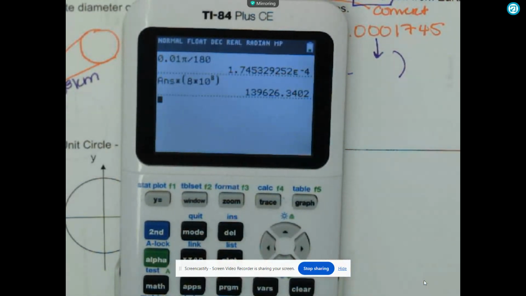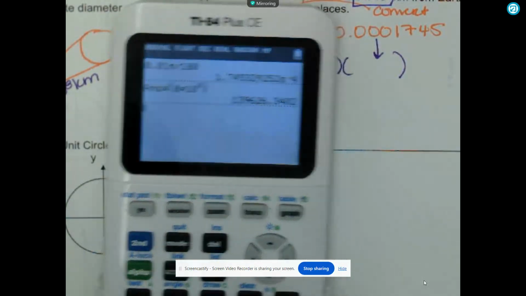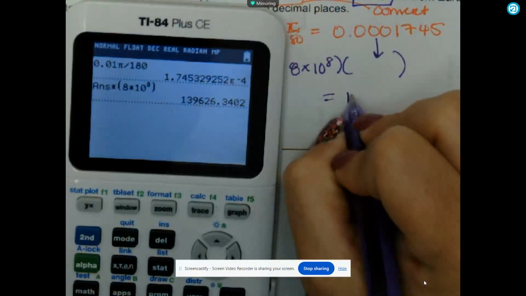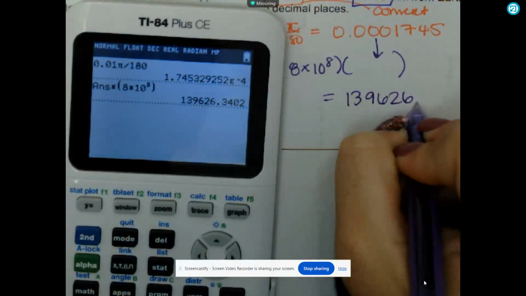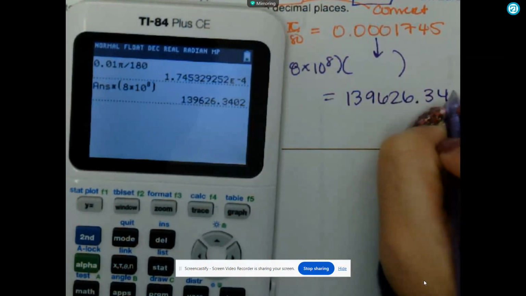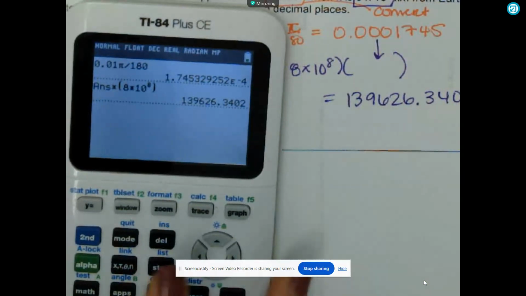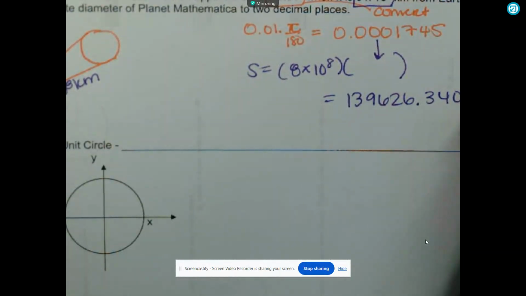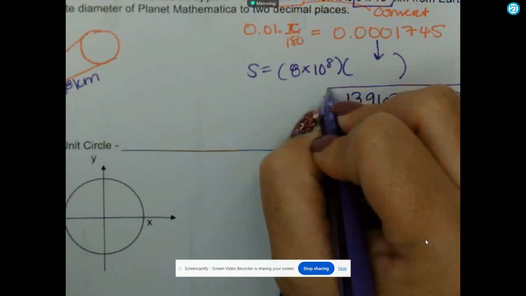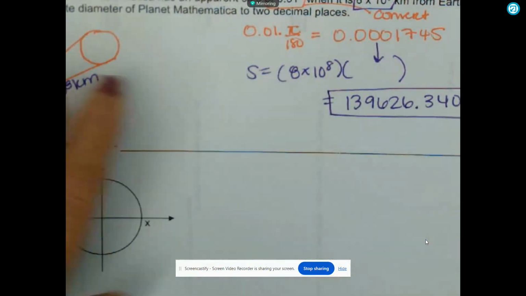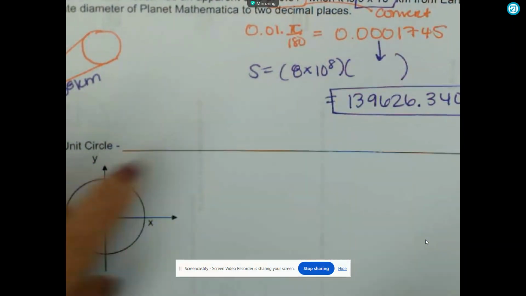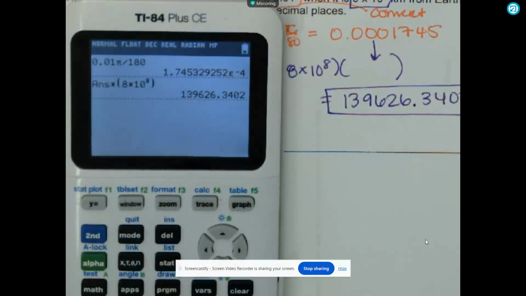And what do we get? 139626.3402. Okay, so that's going to be in how far away? Kilometers. Okay, watch what happens, y'all. Let's say I used my rounded value. Watch the difference here. I'm going to do just 0.17 first.